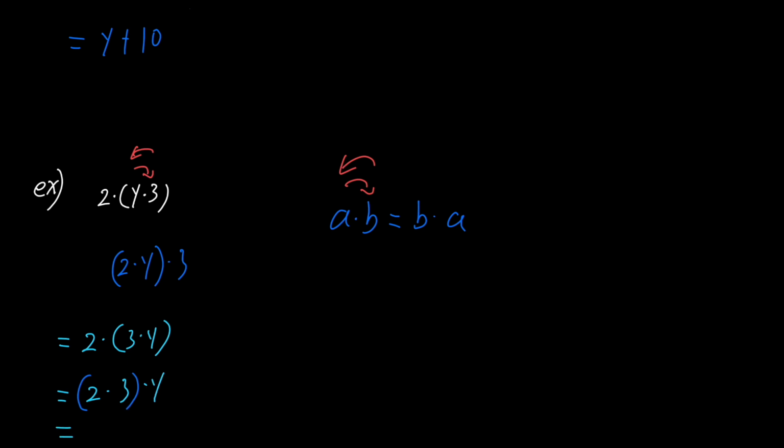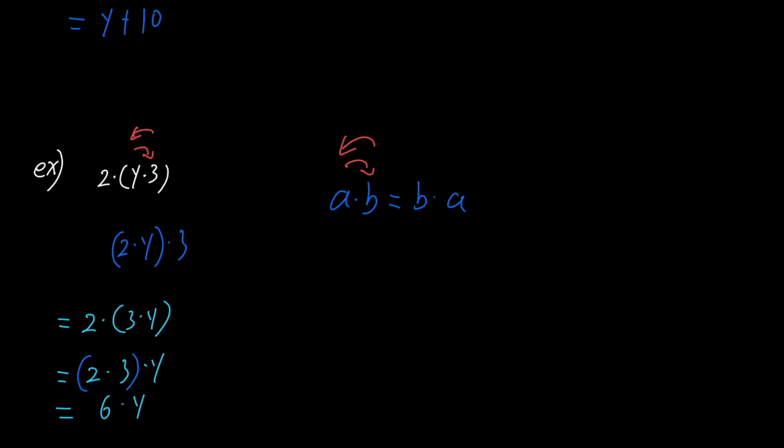So 2 times 3 is 6, and times y. I can also rewrite this 6 dot y as 6y. They are all the same, right? So 6y can be represented as 6 cross y, or multiplied by y, or 6 dot y. They are the same.